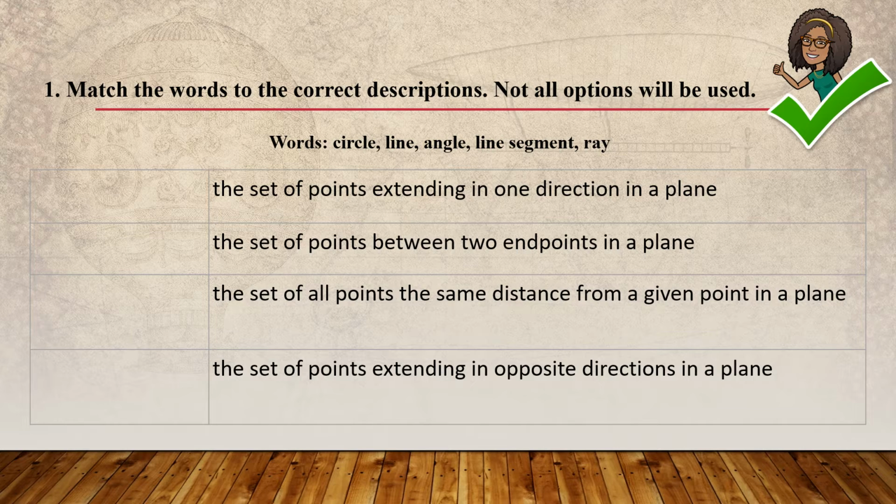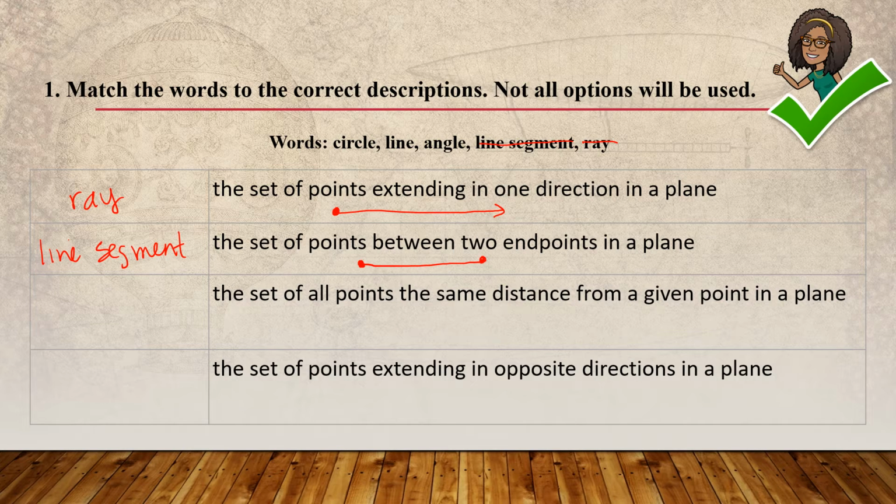The first definition is a set of points extending in one direction in the plane. If we're looking at a point that has many other points extending in one direction, I can recall that this type of definition refers to a ray. The second definition is a set of points between two endpoints in the plane. So we have two points here, and points in between them. That tells me this definition is a line segment.